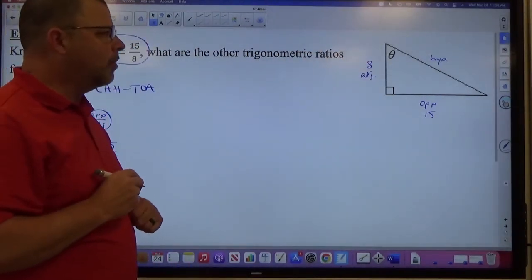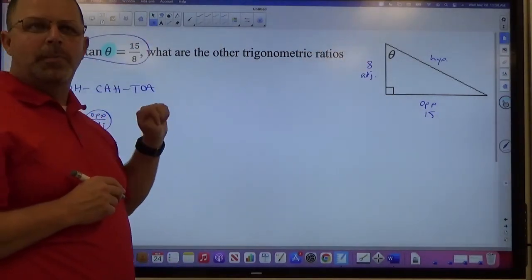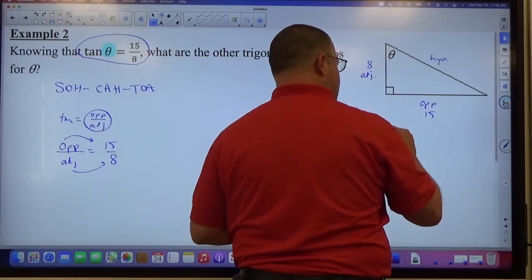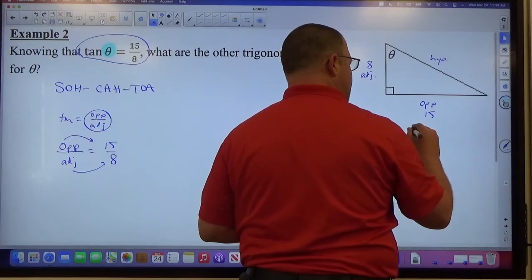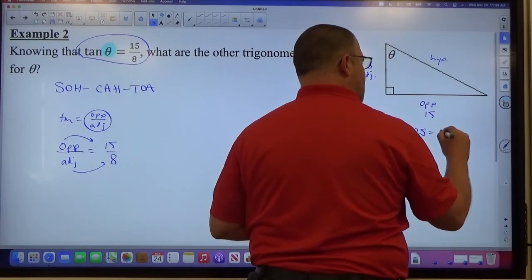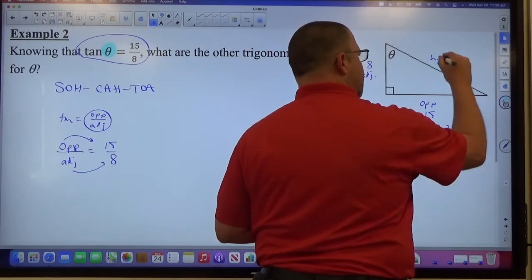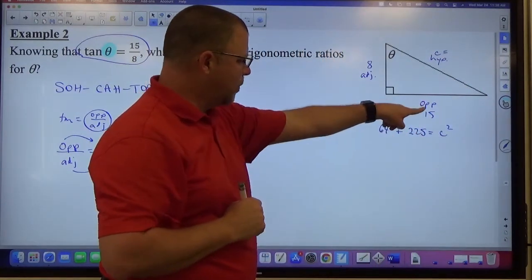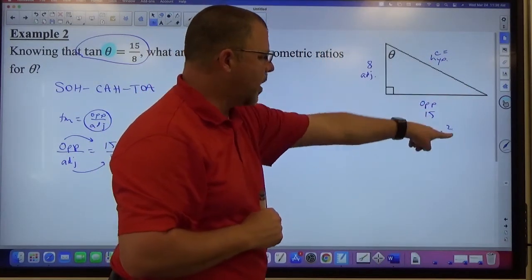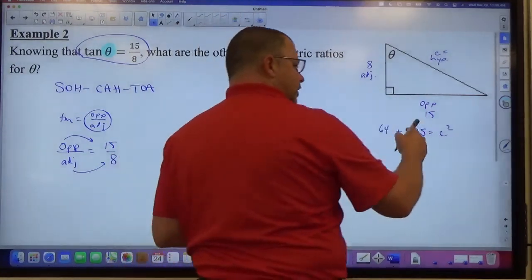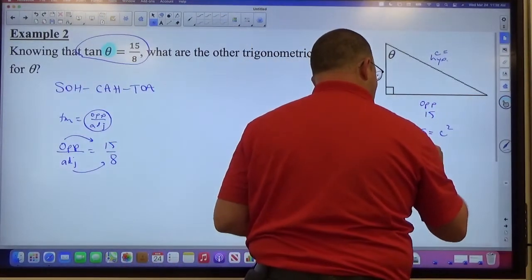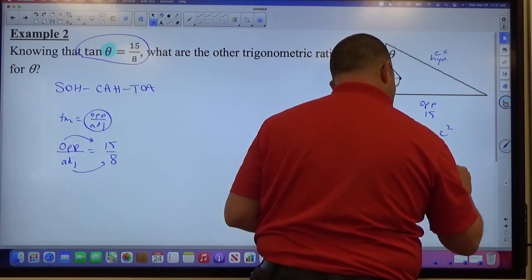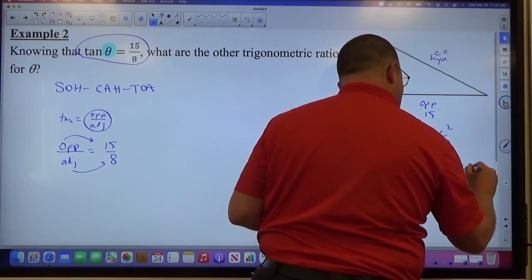Then, now that I know 2 sides, I use the Pythagorean theorem again. Leg squared, 8 squared is 64, plus leg squared, 15 squared is 225, equals hypotenuse squared. We call the hypotenuse C. So 64 plus 225 is 289. So C is going to equal the square root of 289, which happens to equal exactly 17.